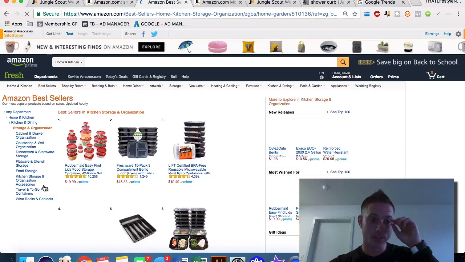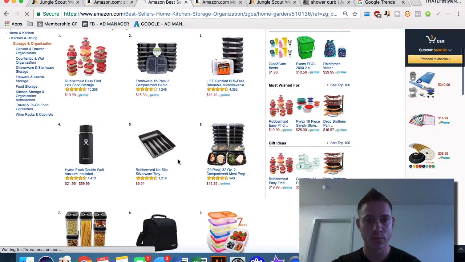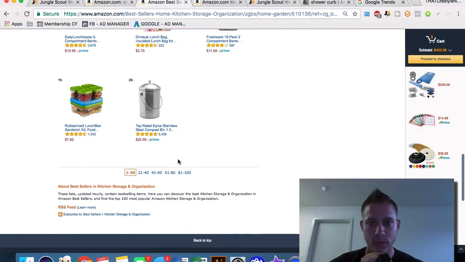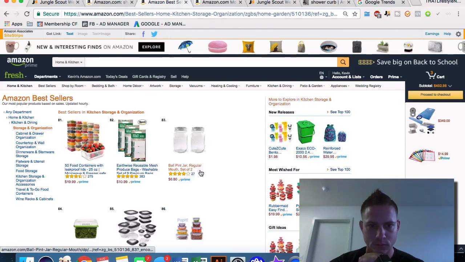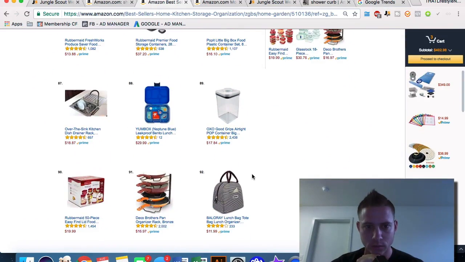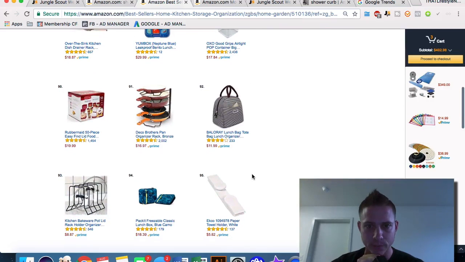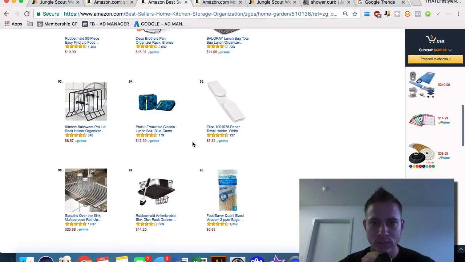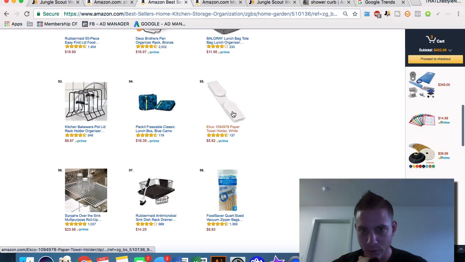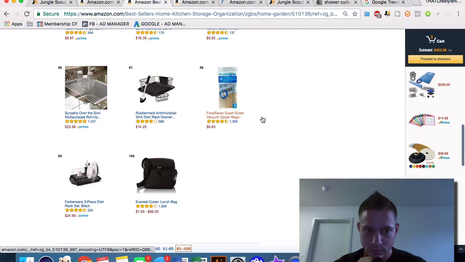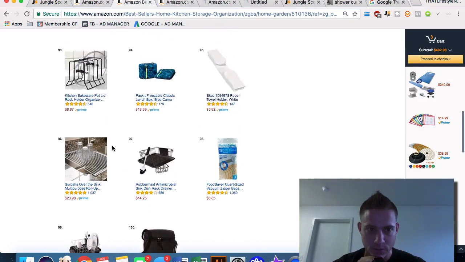Storage and organization. Let's try this one. So these are going to be like meal preps and Tupperware. Again, this is pretty competitive overall category. You can see a lunch bag tote, a yum box, paper towel holder. It's an interesting one. Let's take a look at that. 3-piece dish rack set. Might be interesting.